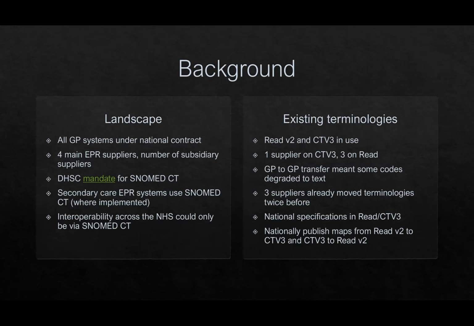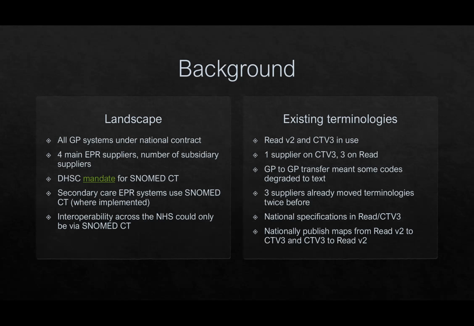Three of our suppliers had already moved terminologies before. Prior to Read version 2, we'd had something called 4-byte Read, and prior to 4-byte Read, we had something called OXMIS codes. So our suppliers were quite vocal about what they were prepared to do and what they weren't prepared to do. But that was a great bonus for us in a way, because they were quite firm about how they needed to move, and they were picking up some of the issues.